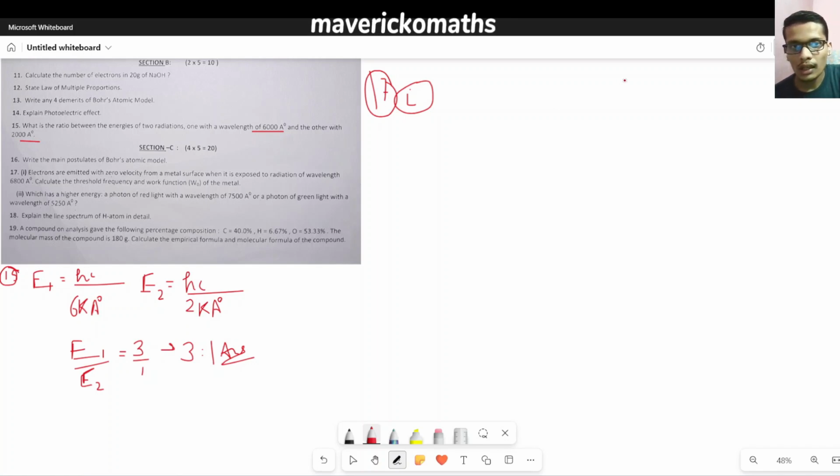Since we have been given in the question that the kinetic energy of the electrons is zero. How did I identify that? Because they are saying electrons are emitted with zero velocity. Zero velocity means kinetic energy is zero, because kinetic energy is half mv square, where v is the velocity. If v is zero, this whole thing will be zero. Therefore the kinetic energy is zero. What we know from the photoelectric effect is h nu equals h nu naught plus kinetic energy.